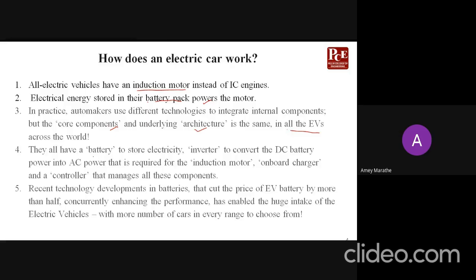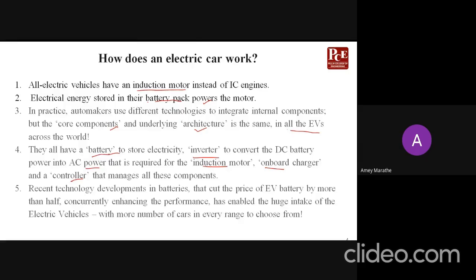They all have a battery to store the electricity, and an inverter to convert the DC battery power into AC, because the battery supplies us with DC current. We have to convert it into an AC current, so basically, we need an inverter. We require this AC power for the induction motor to work, for the onboard charger, and a controller, which manages all these components. When I say controller, we have a motor controller to control all the motor activities. So we will come to it. We are going to go into the details of it.